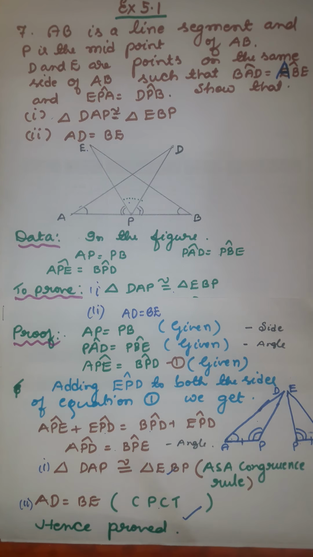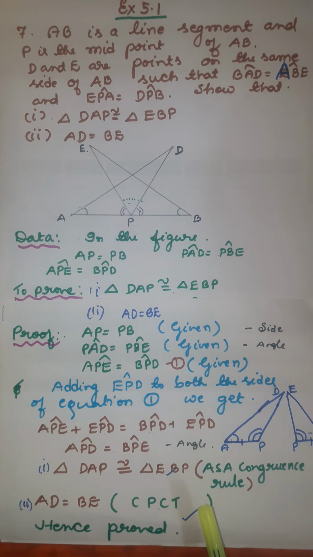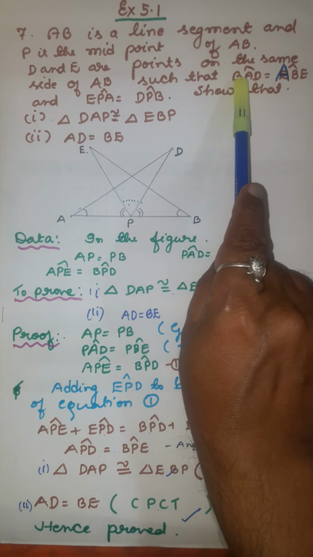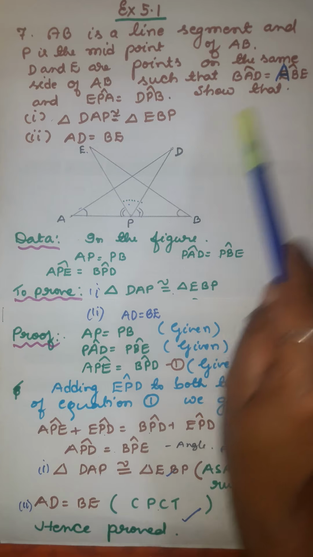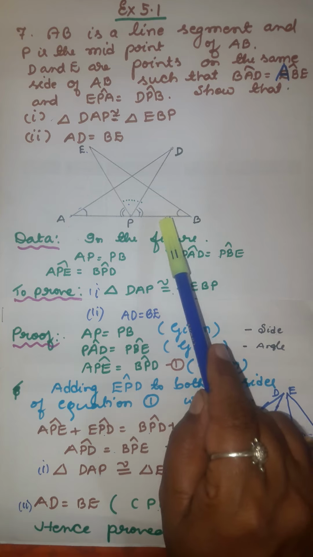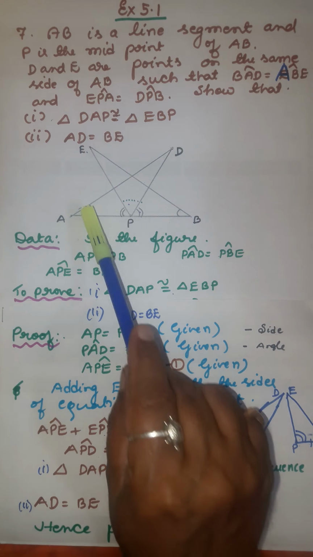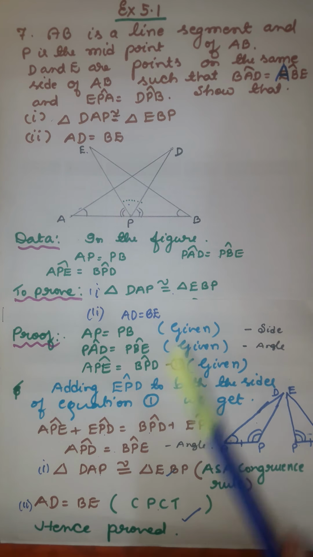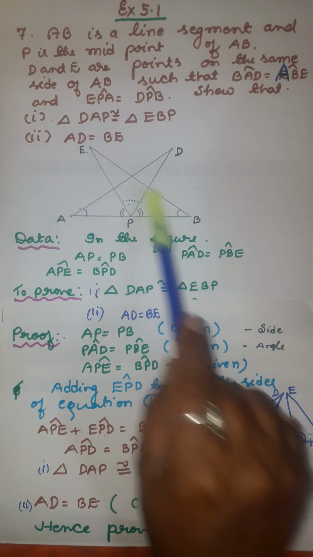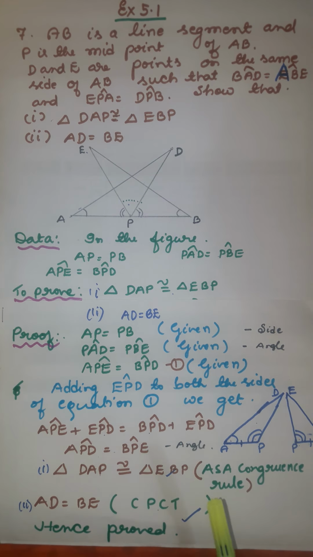You may ask me, why I have written angle PAD is equal to angle PBE. So dear student, you read this problem. They have given angle BAD is equal to angle ABE. Instead of writing angle BAD, I will write angle PAD. That means the value of angle A is not going to change. Instead of writing angle ABE, I am going to write angle PBE, so that the value of angle B is not going to change.